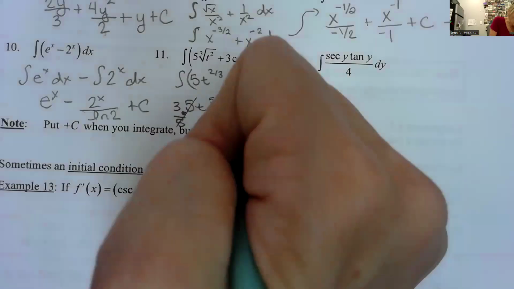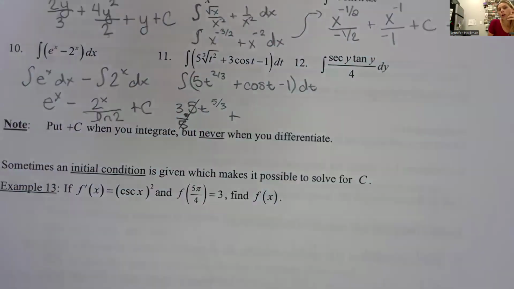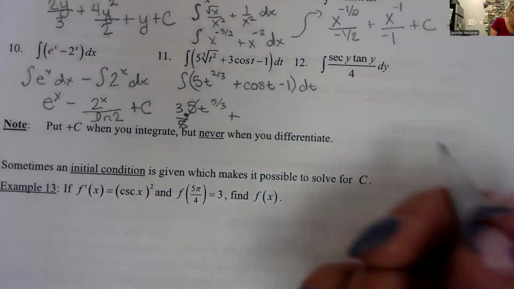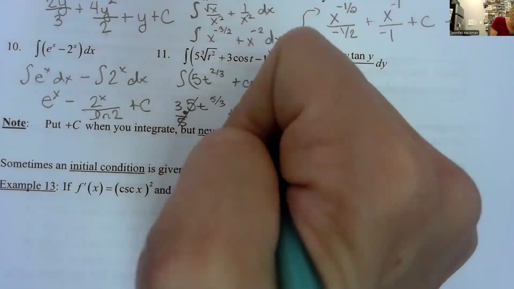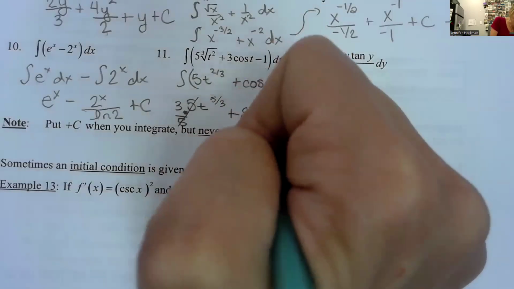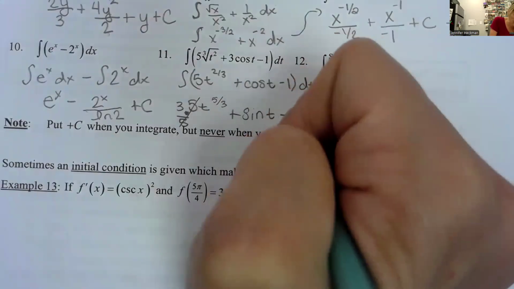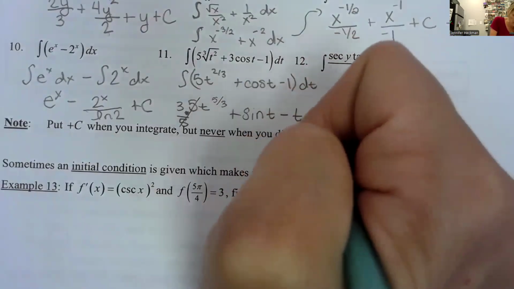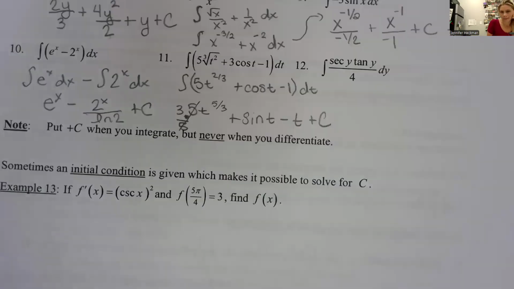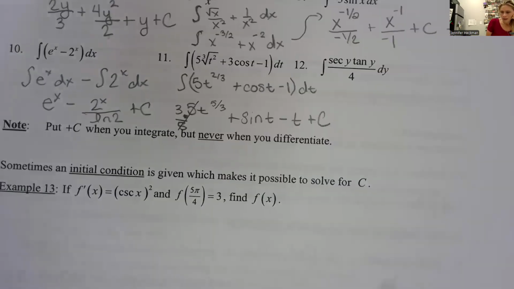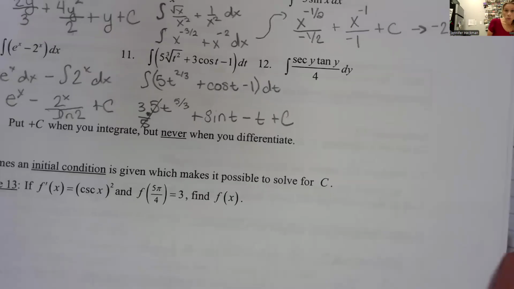Now plus, what is the integral of cosine? What do you take the derivative of to get cosine? Well, that's sine t. And then we have our constant, so of course I'm going to hook on that t. And don't forget that constant of c. Okay, number 12.